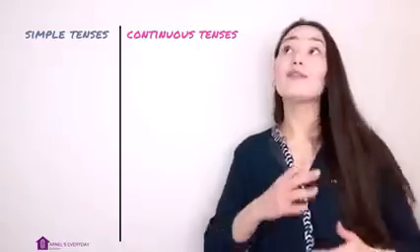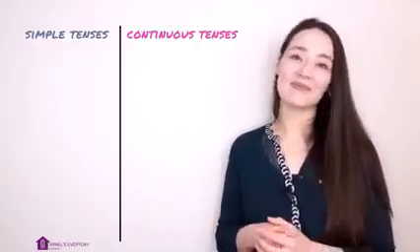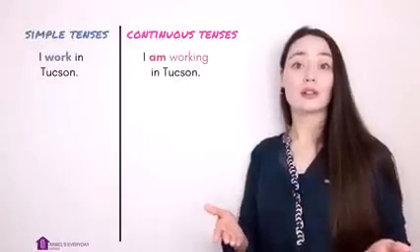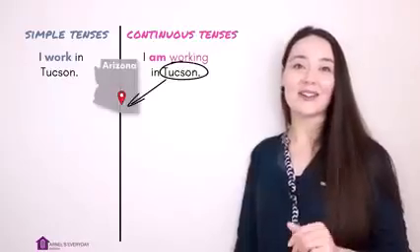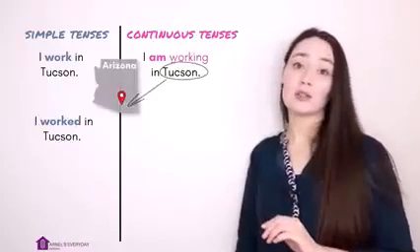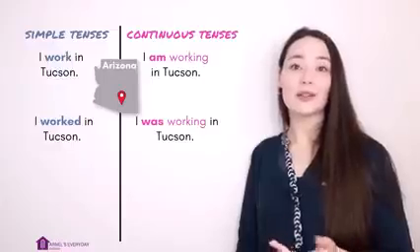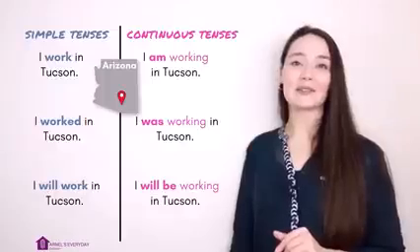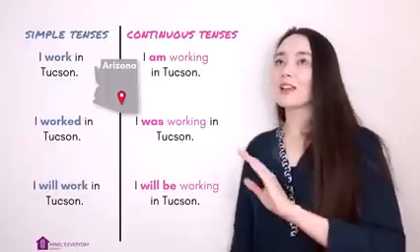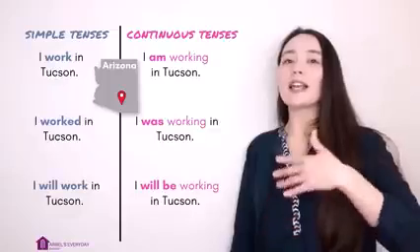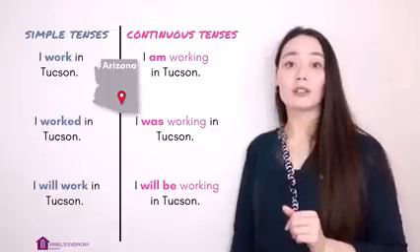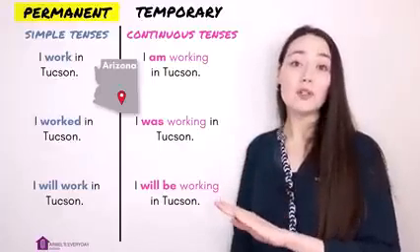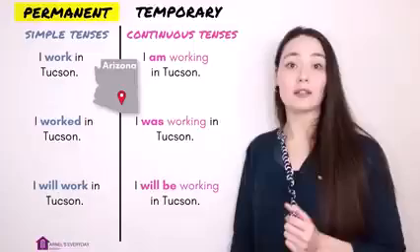Let's compare. Finally, we can start comparing tenses. I work in Tucson. I am working in Tucson. Tucson is a city in Arizona. I worked in Tucson. I was working in Tucson. I will work in Tucson. I will be working in Tucson. Which column expresses a permanent action? The simple tenses. Present simple, past simple, and future simple, these are permanent.